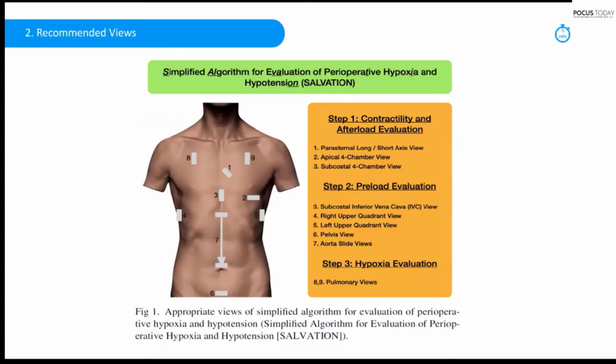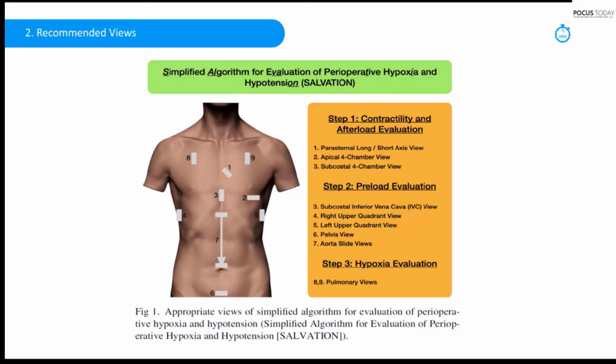The algorithm proposes 3 steps for the evaluation of hypotension and hypoxia. These are Step 1, evaluation of contractility and afterload. Step 2 involves evaluation of preload. Step 3 uses the lung windows to complete evaluation of hypoxia.